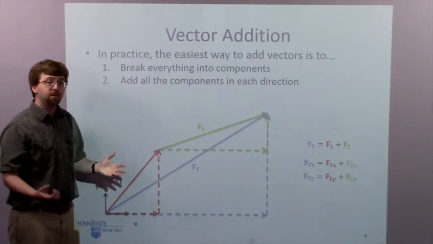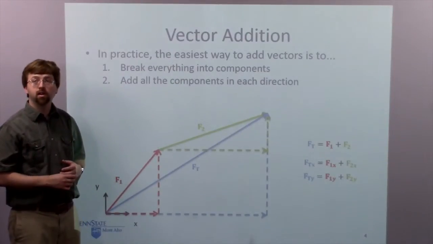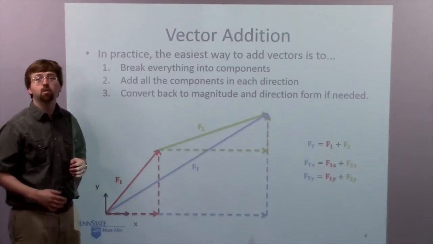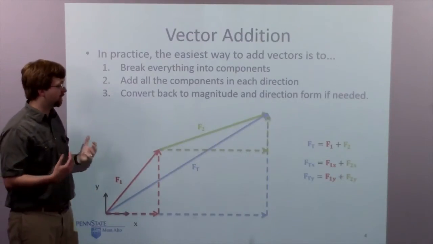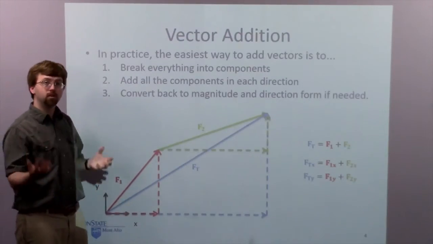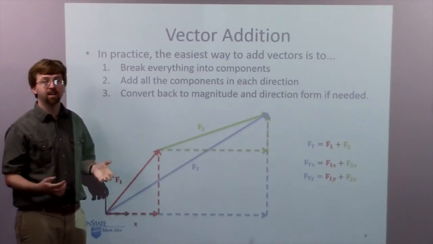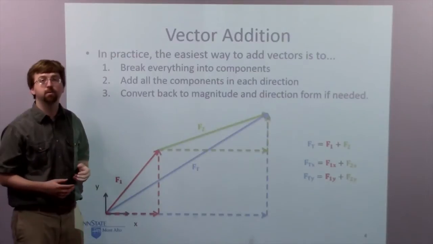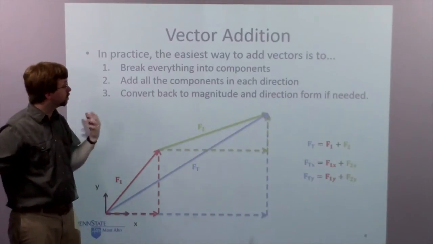So we simply add up the components to find the overall components of our sum vector. And if we need to in the end, once we have the x and y components of my sum, I can go and convert back to a magnitude and direction, as I talked about on the vectors page.